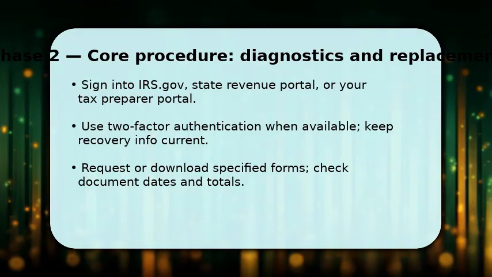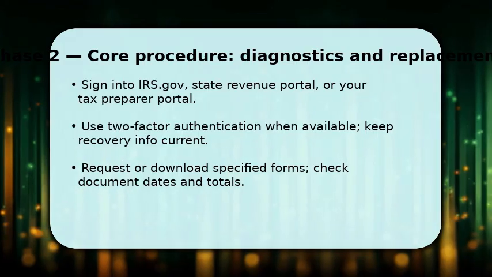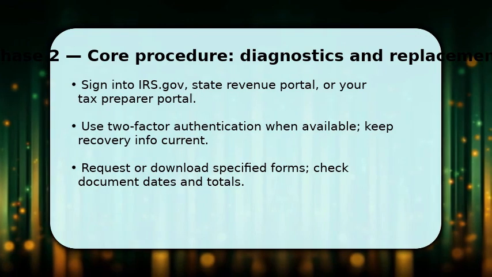Search for the download or get transcript options, then request the exact year and form types. Make sure downloaded files show correct dates and dollar totals, so you don't miss adjustments or amendments.